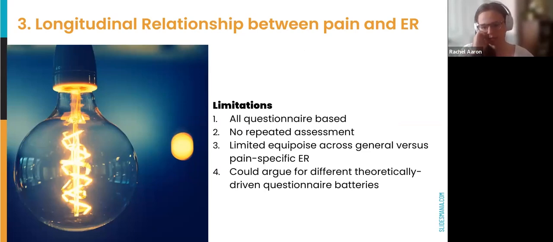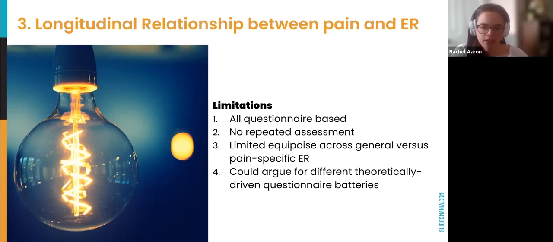This has not been tested before. There's need of replication. This was all questionnaire based, and questionnaires that people completed at 4 different times, but at a single time point. So what we really want to see for assessing emotion regulation is we want to be able to get a lot of assessments, for example, over the course of a day, so we see how emotion regulation unfolds. This is very resource intensive, but this is a future direction of this work.